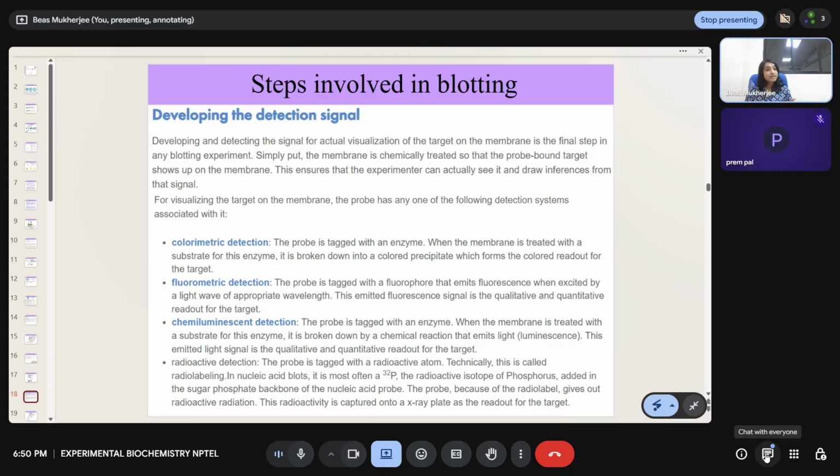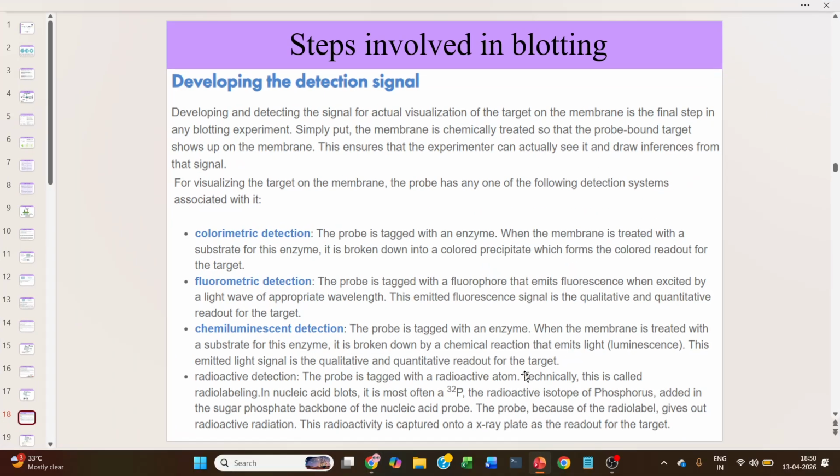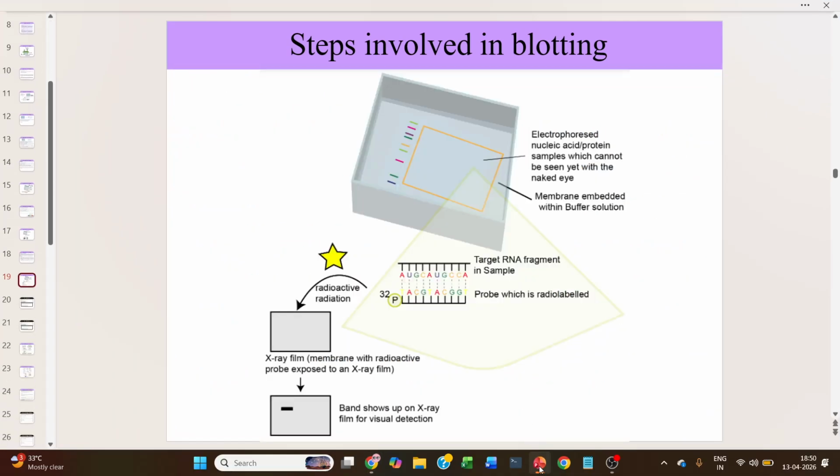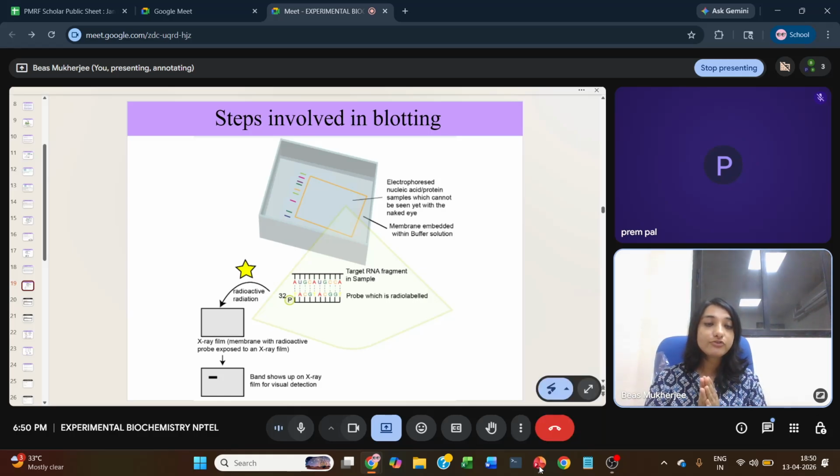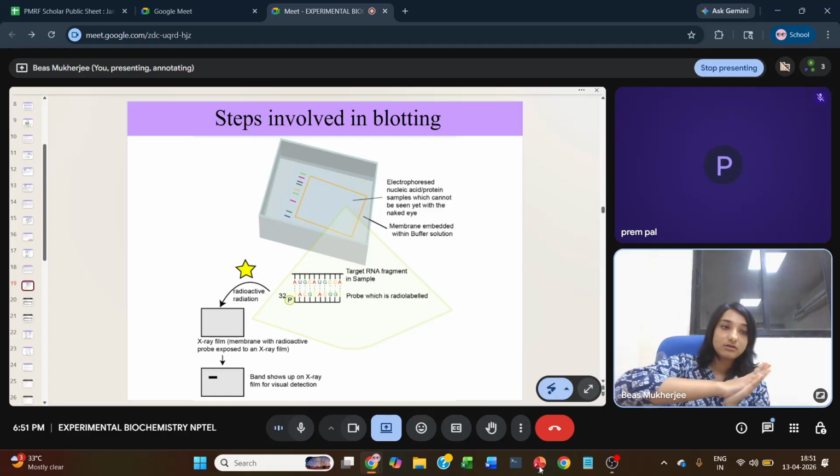And it is the readout for the target. Okay. Now we will look at this once again. So electrophoresed nucleic acid or protein samples, which cannot be seen with the naked eye, onto it your probe goes and sits, and the probe is, let's say, radiolabeled.